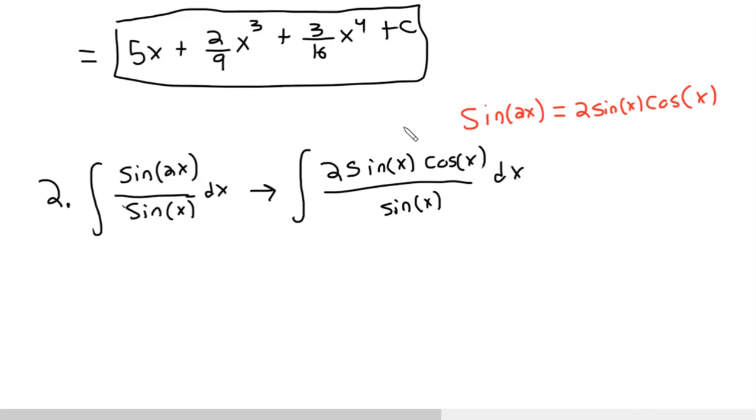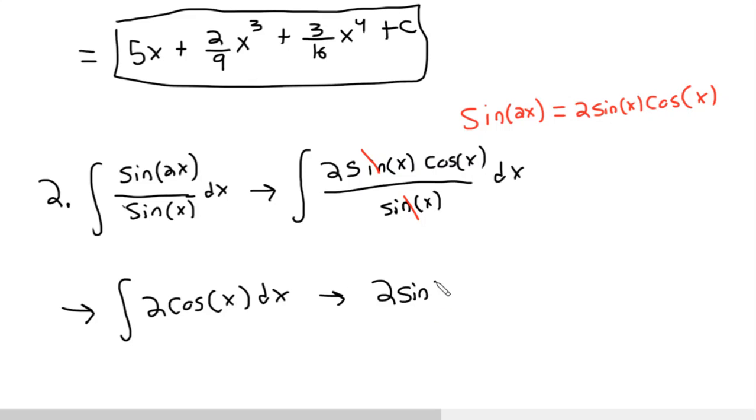Okay? Now what's going to happen is that these two sine x's will cancel out. And then I'll be left with 2 cosine x dx. And then we just take the integral of that. You know, the integral of cosine is just sine. So 2 sine x, and then don't forget your plus c value. So plus c.